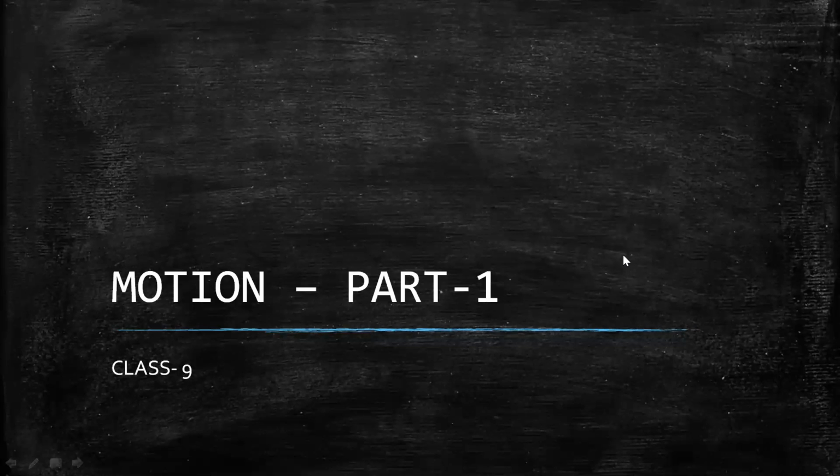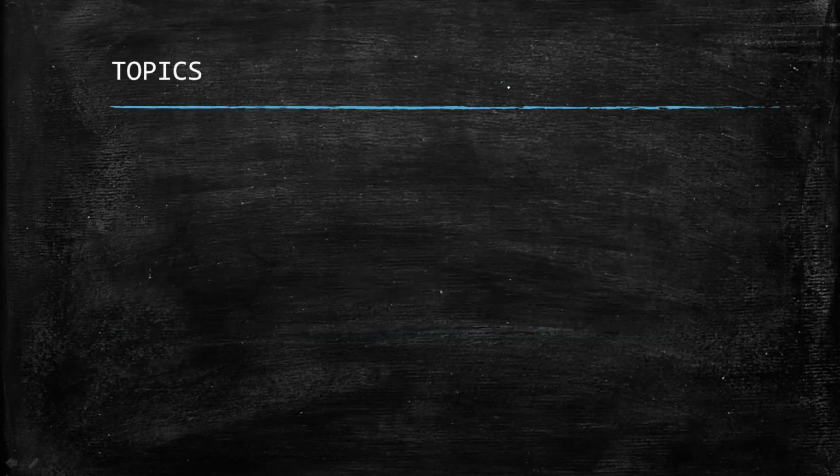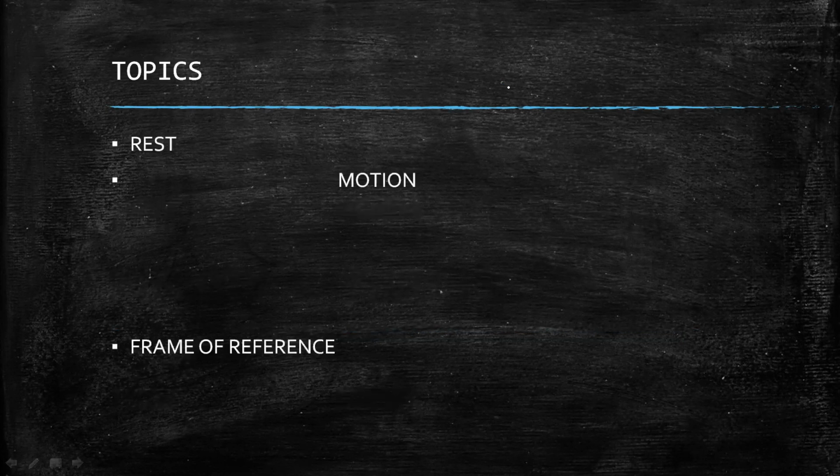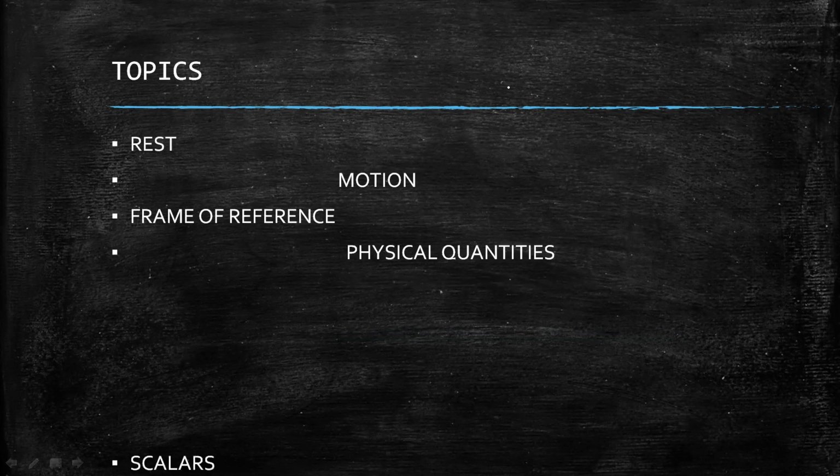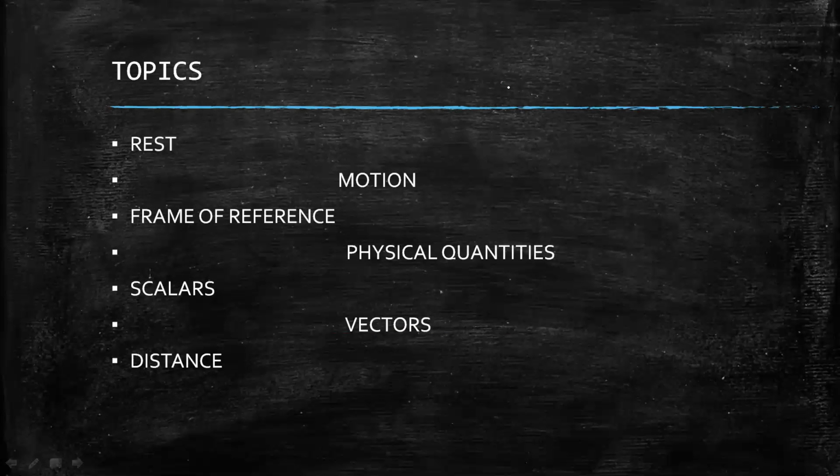Through this video, we will be discussing the first part of the lesson Motion, class 9 physics. In today's session, we will be covering the following topics: the concept of rest, motion, frame of reference. What do you mean by physical quantities? How can you classify physical quantities into scalars and vectors? What are the major differences between distance and displacement? Without wasting much time, let us look into these topics in detail.